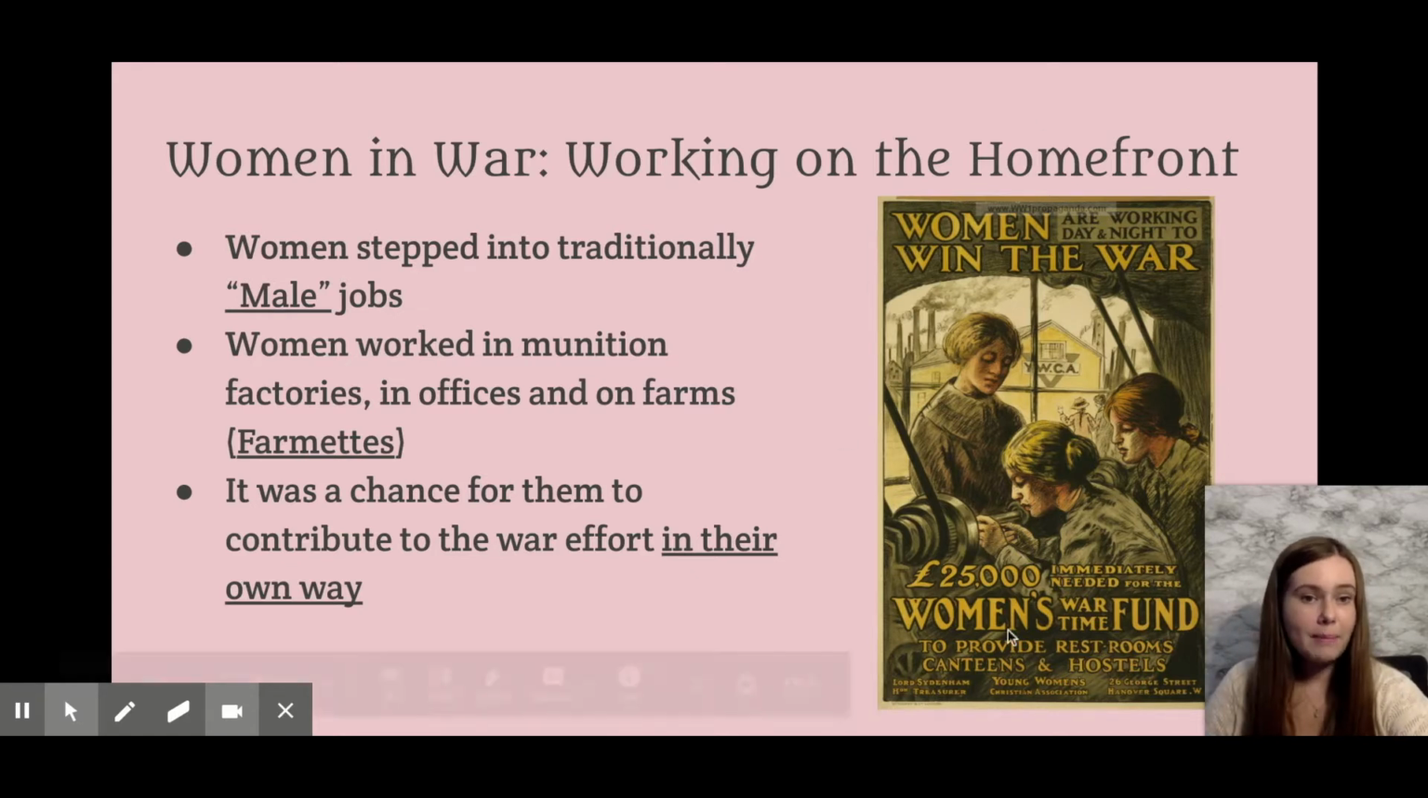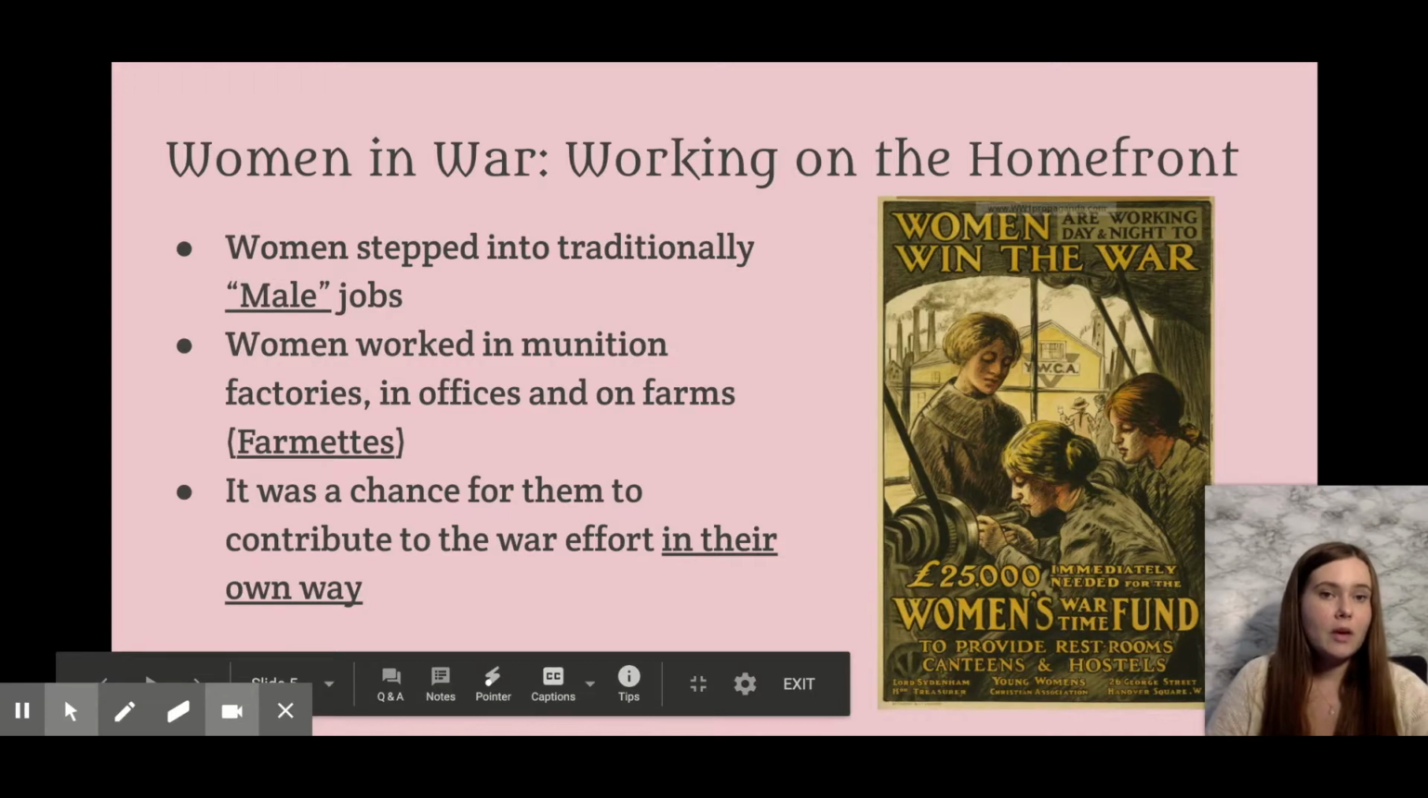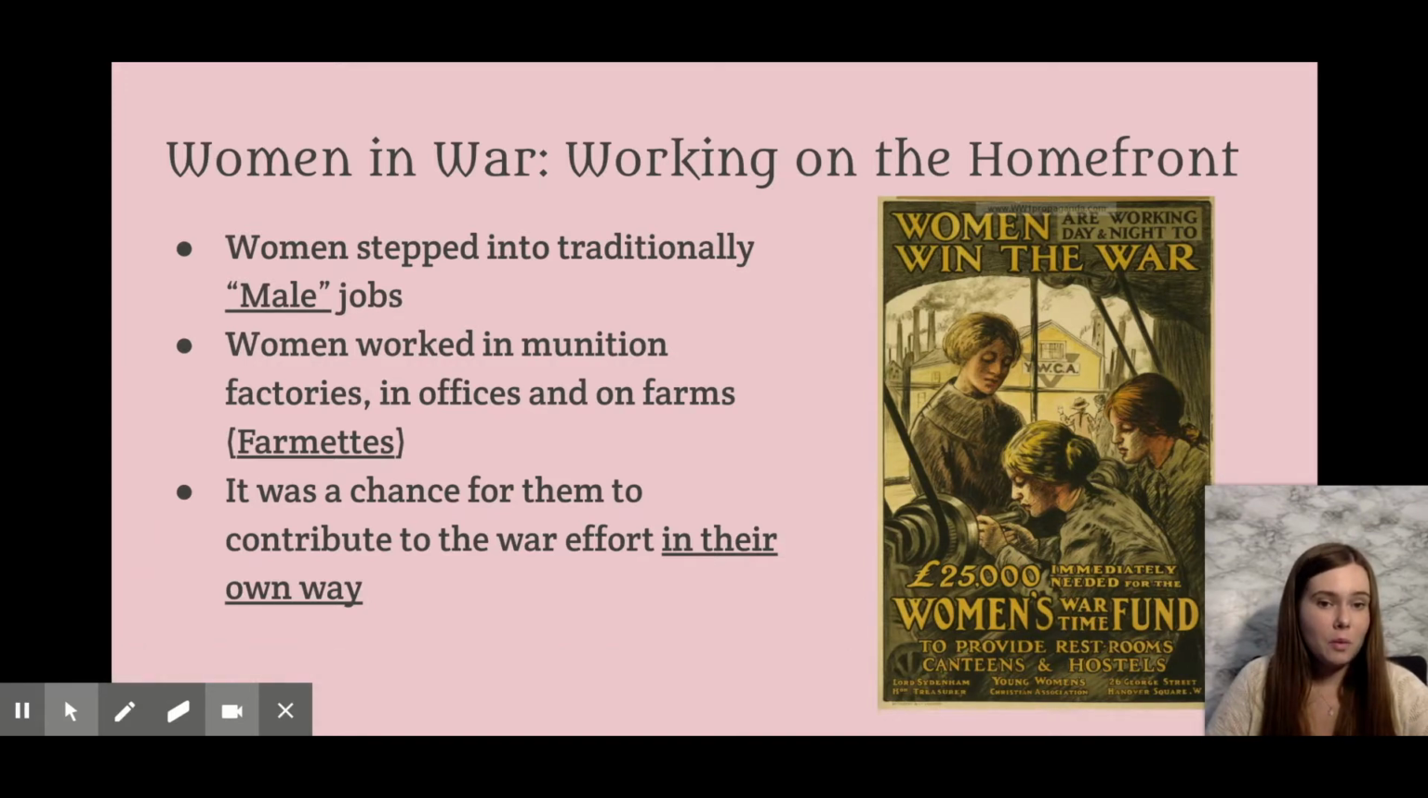Here you see a propaganda poster from the First World War, and it says, "Women are working day and night to win the war. 25,000 pounds immediately needed for the women's wartime funds to provide restrooms, canteens, and hostels."